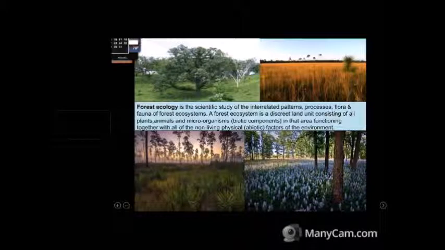So we have been going through the forest ecology curriculum. That is a study of all of the interrelated patterns, of processes, of flora and fauna, of ecosystems that include woody plants, forest ecosystems. And any forest ecosystem is like a discrete unit of land, which might actually be the land that's bounded by your property lines. That is considered a discrete unit of land, and it includes all the plants, animals, microorganisms.